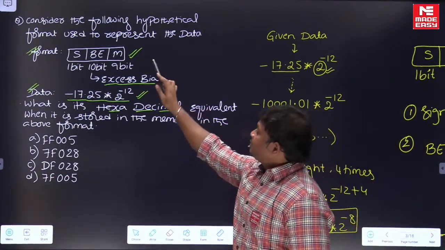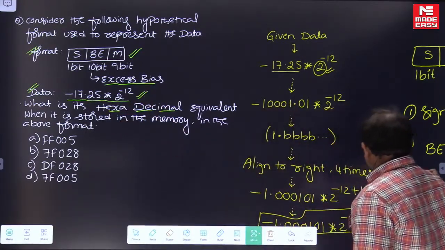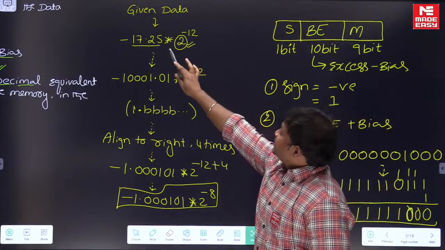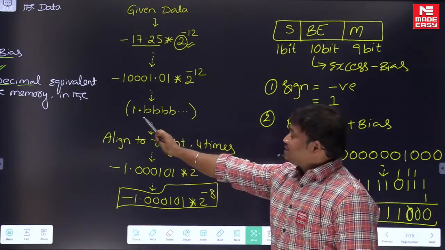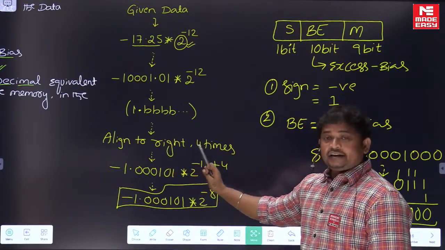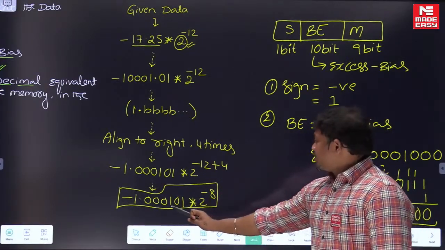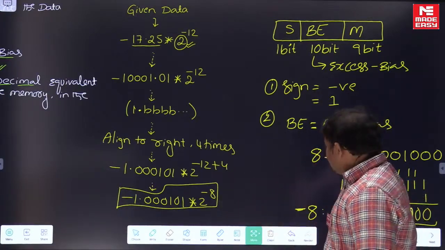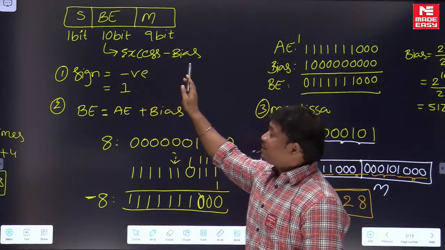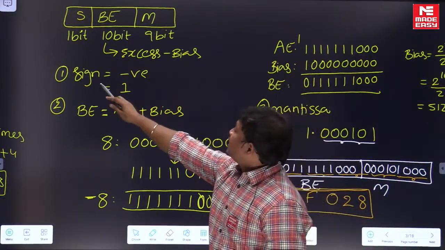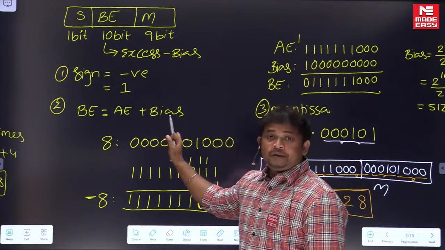Okay, format given, data given. We need to store this data into memory using this format. So when we store that data, first take the raw data, convert that into binary, check the normalization. This is not in the normal format. Align the data to the right 4 times. When it is aligned to the right 4 times, the exponent is incremented by 4. So this is your normalized data. This normalized data is stored into memory using the format. This is the excess bias format. Okay, so sign is negative. Negative means binary bit is 1. Biased exponent equals actual exponent plus bias.